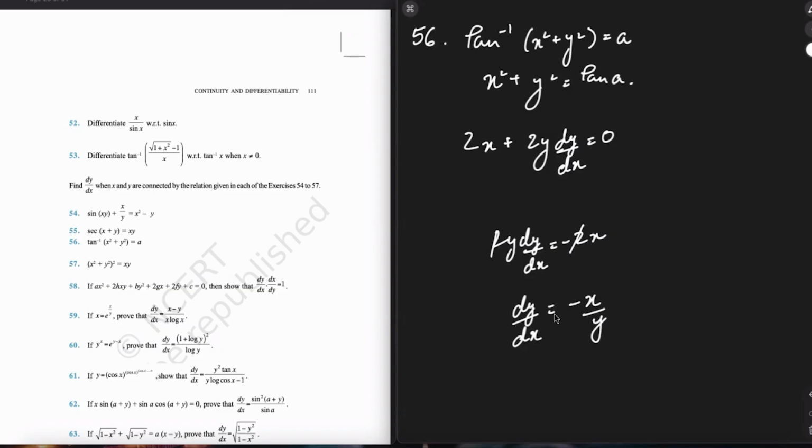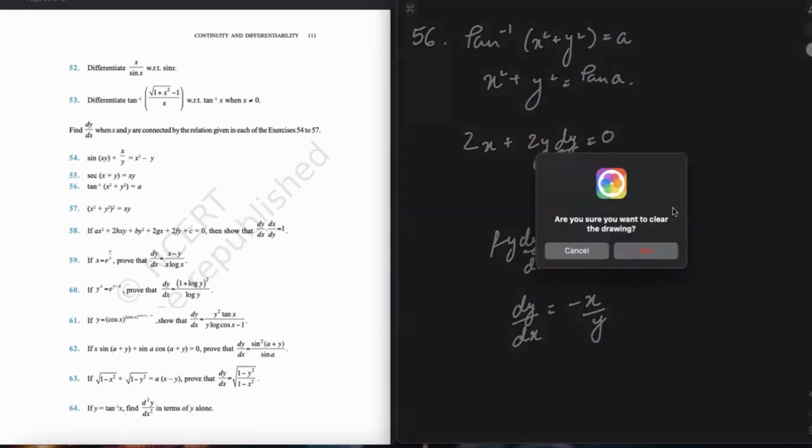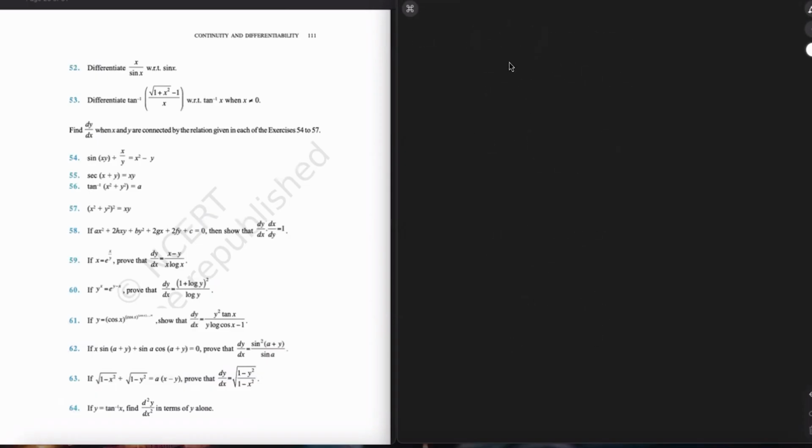So this will be our answer. Now, we have to start from question number 60, I think. I had to do question number 60 first. So question number 60 first, right?